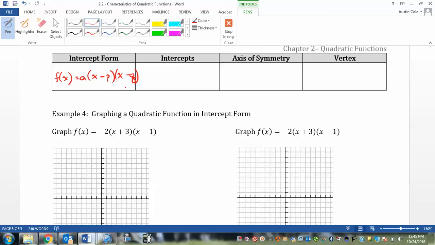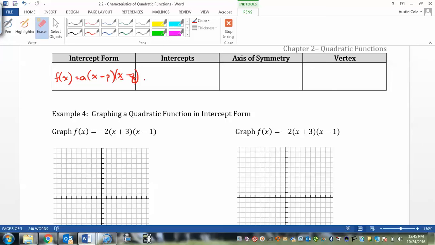Now guys, when we were in vertex form, it was very easy to find our axis of symmetry and our vertex. If it's in vertex form, we're able to find our vertex. Okay? Well, if it's in intercept form, x minus q is what that is. If it's in intercept form, it's going to be very easy to find our intercepts.